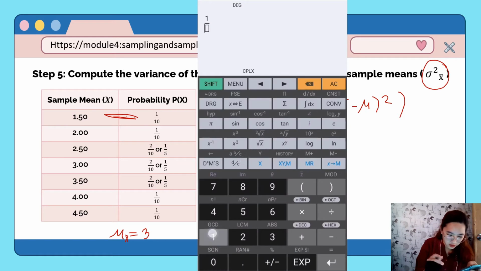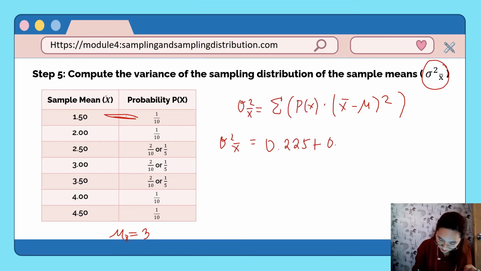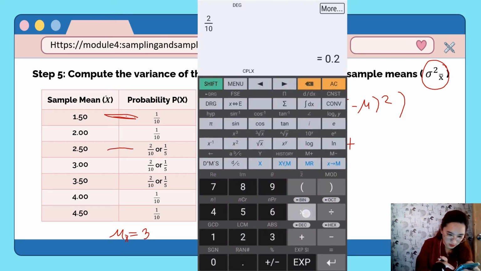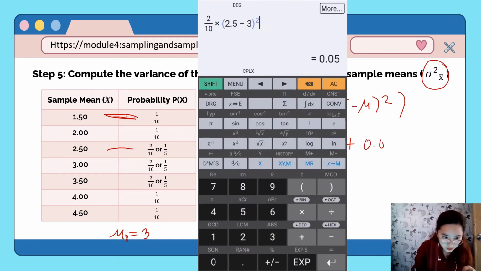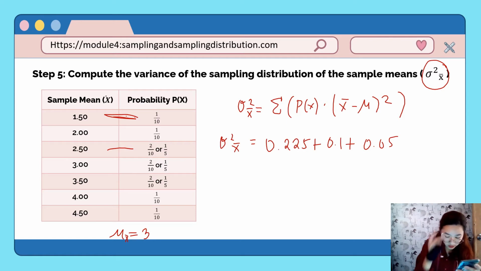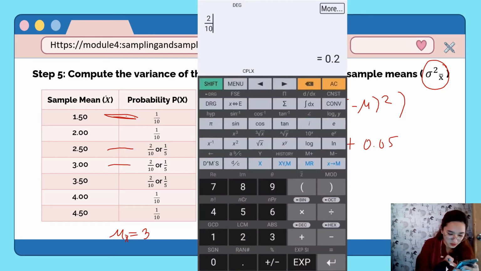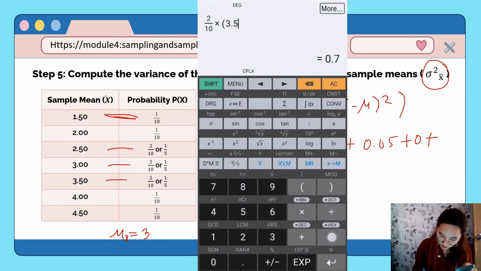Plus, next naman is 1 over 10 pa rin, times 2 minus 3 then squared. 0.1. Next. Ito naman. 2 over 10 times 2.5 minus 3 squared. 0.05. Next, ito naman. 2 over 10 times 3 minus 3 squared. Wala naman, 0 po yan. Plus, ito naman, 2 over 10 times 3.5 minus 3 squared, 0.05.